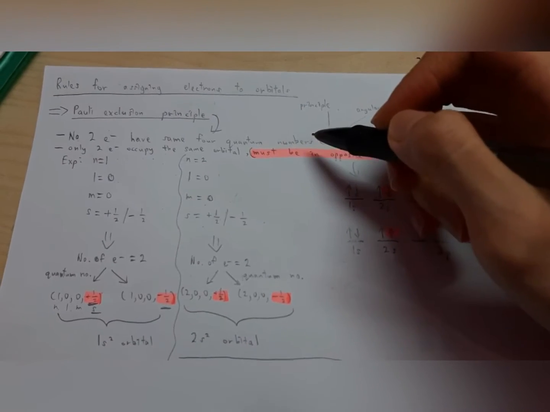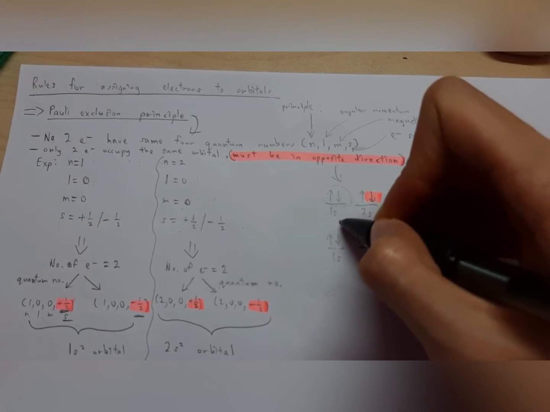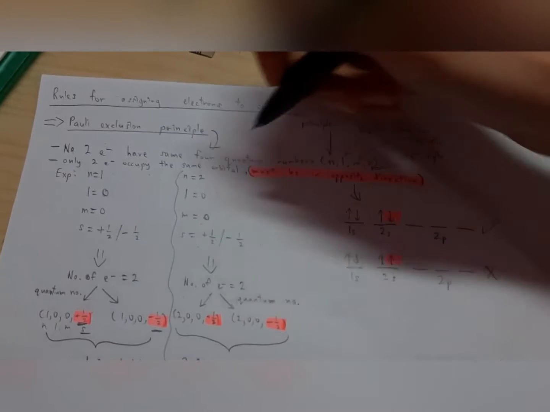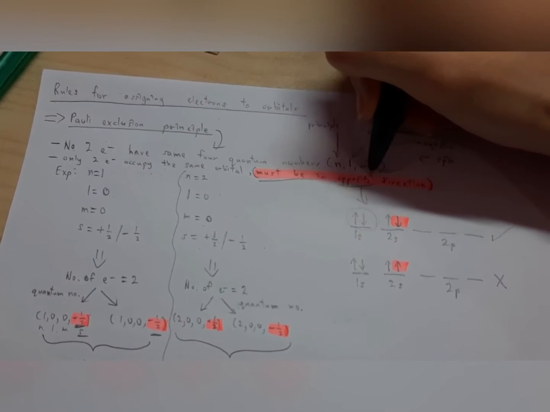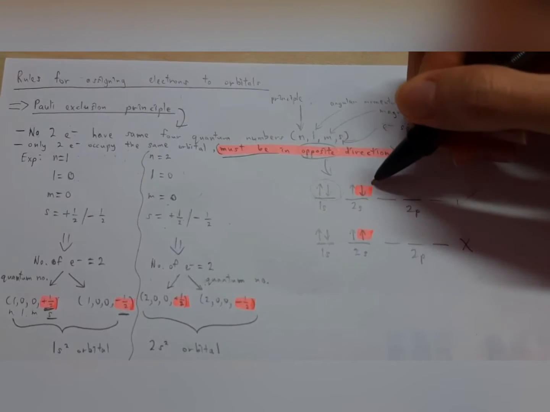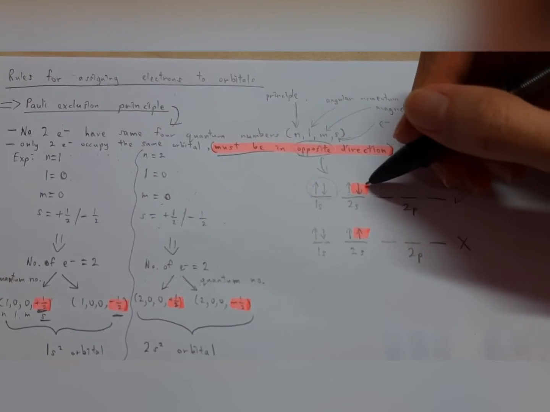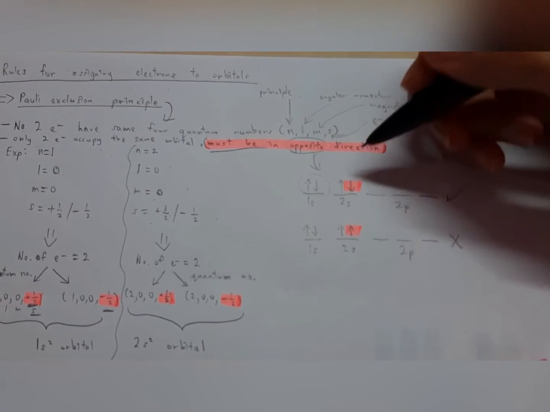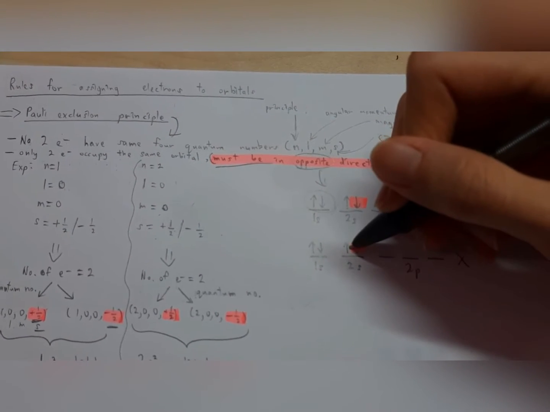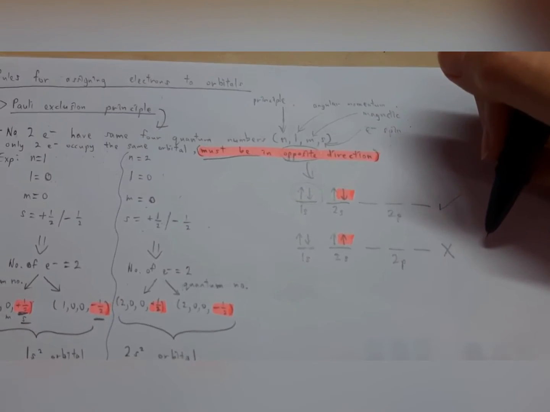This means that 2 electrons in the same orbital must, at the same time, be in opposite directions. That means they are always spinning in opposite directions. You can see I highlighted it: when one is upwards and one is downwards, that is correct. And if one is upwards and the other one is also upwards, that is wrong.